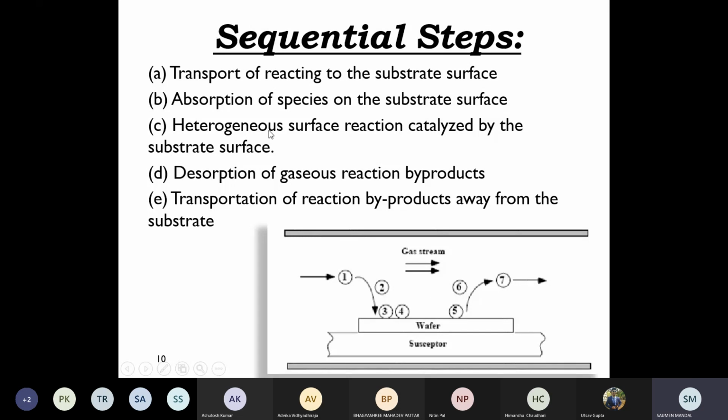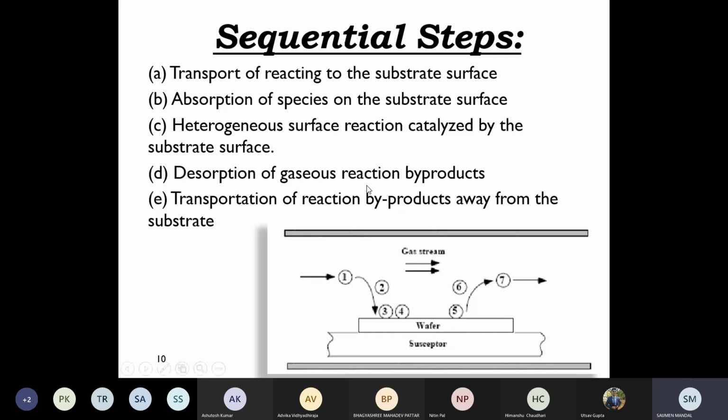So why did we talk about heterogeneous nucleation? Because in all thin film deposition, it is controlled by the substrate surface. That's why heterogeneous nucleation is compulsory in thin film deposition and growth. So the same thing is happening: a heterogeneous surface reaction, but in this case catalyzed by the substrate surface. That's why the surface has a huge role in this CVD process.